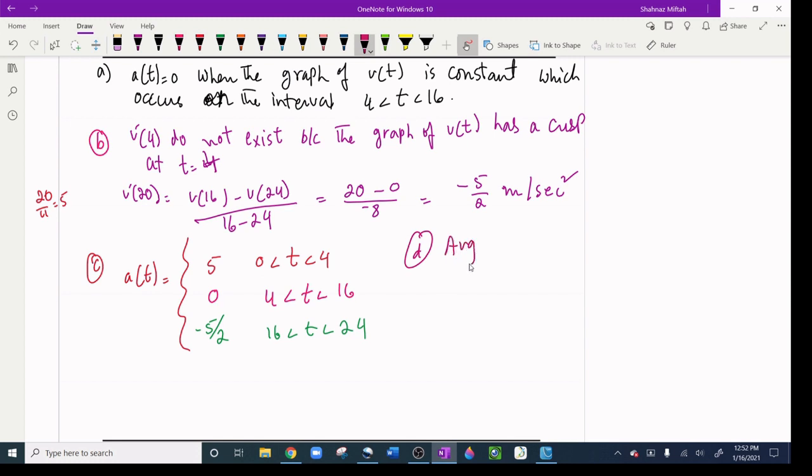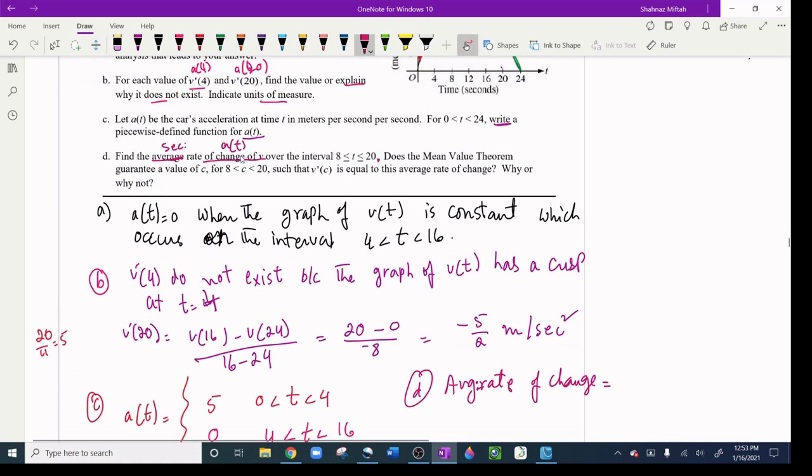I said average rate of change is equal to, since I'm looking for the average rate of change of a velocity, this "of v" part is very important. That's how our formula is supposed to be. I'm going to have a v here. Since I'm talking about 8 and 20, that's what I'm doing: V of 8 minus V of 20 over 8 minus 20.